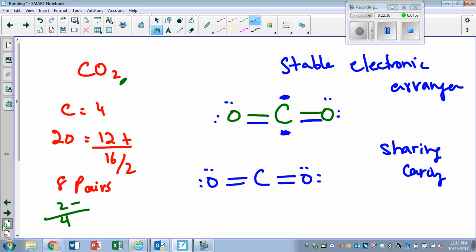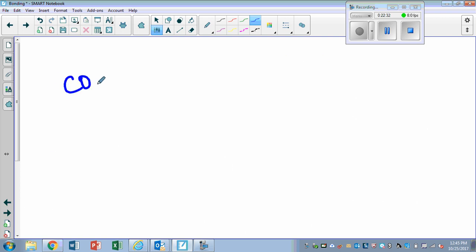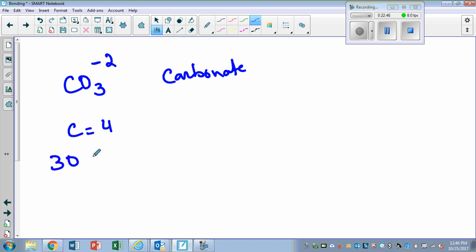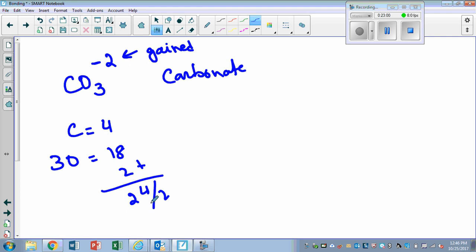Let's do some practice of polyatomic ions. So CO3 minus 2. This is a carbonate ion. Carbon has 4 valence electrons. 3 oxygens bring in 18 valence electrons. And then minus 2 means you gained 2 electrons. I'm going to add that as well. So this is 24 electrons divided by 2. That gives you 12 pairs.